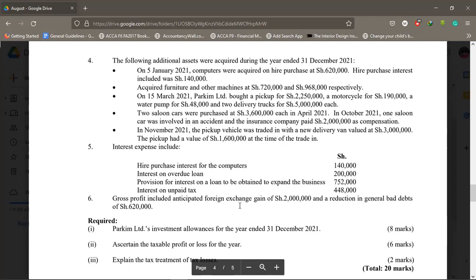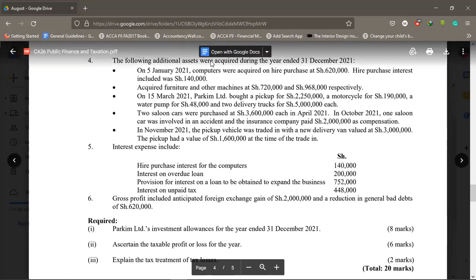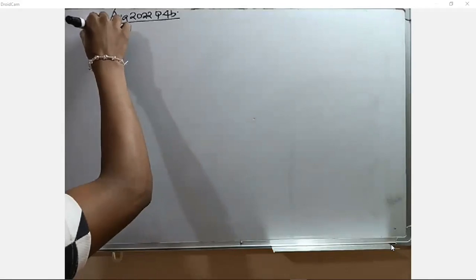So in this case, I just want us to look on I just start with the capital allowances because I can see note number 1, which is 8 marks. The examiner is asking me to calculate the Pakim Limited investment allowances for the year ended at 1st December 2021. So in this case, where should I start? I say the only area I can be able to start this question is from industrial or investment deduction, sorry.